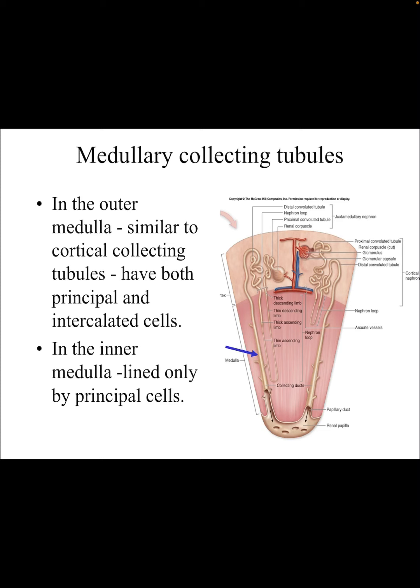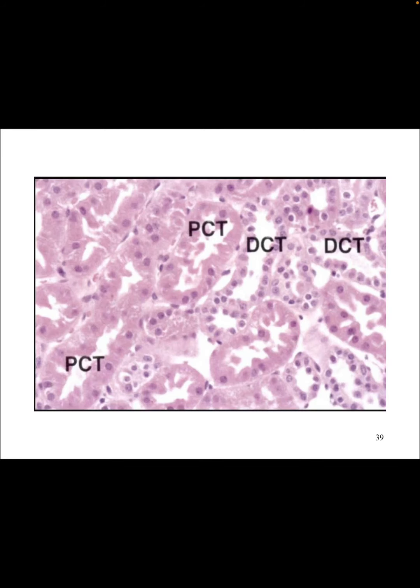As I said, for the collecting tubules, we have the cortical portion, and the last portion that is found in the medulla we call the medullary portion. And again, they have both types of cells, the principal cells and the intercalated cells.